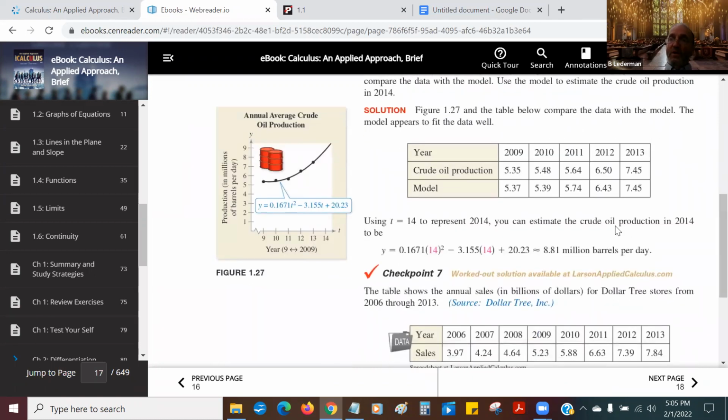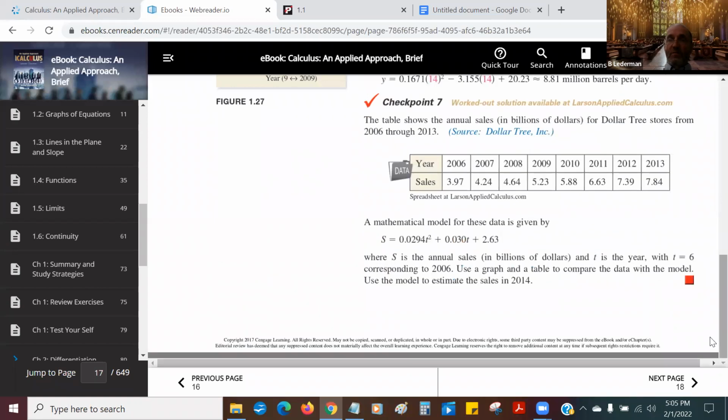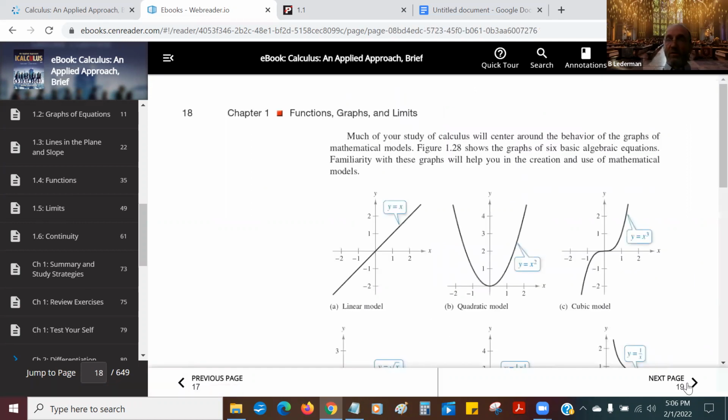Now all we got to do is plug t equals 14 into the equation, and we plug that in right there. We get 8.81 million barrels a day, and that's our prediction for 2014. And that is a huge thing. There's nothing bigger in business than predicting what's going to be next year or what's going to be coming down the pike.